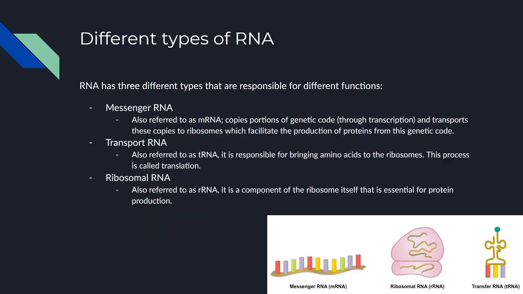The different types of RNA. RNA has 3 different types that are responsible for different functions. To start, there is messenger RNA, which is also referred to as mRNA. It copies portions of genetic code through something called transcription, which we're going to cover in a future lesson, and transports these copies to ribosomes, which facilitate the production of proteins from this genetic code. Transport RNA, which is also referred to as tRNA, is responsible for bringing amino acids to the ribosomes. This process is called translation. To finish it off, we have ribosomal RNA, also referred to as rRNA. It is a component of the ribosome itself that is essential for protein production.